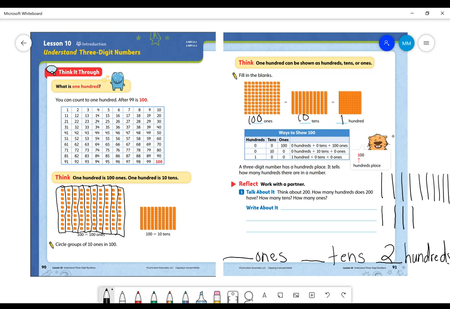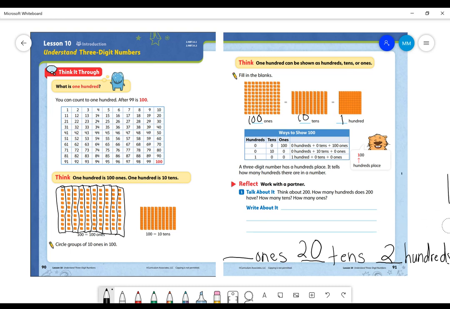All right, so let's keep going. 150, 160, 170, 180, 190. What number would come after 190? 200. So how many tens did I have that is the same as 200? We had 10 tens plus 10 more tens. What is 10 plus 10? 20 tens. So 200 is the same as 2 hundreds, 20 tens.